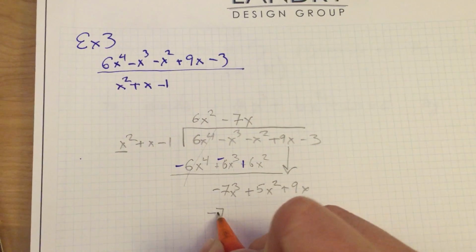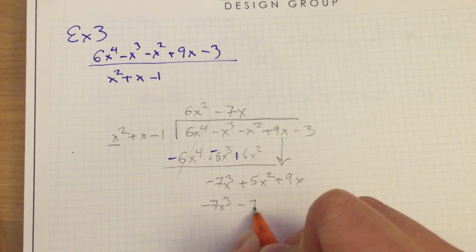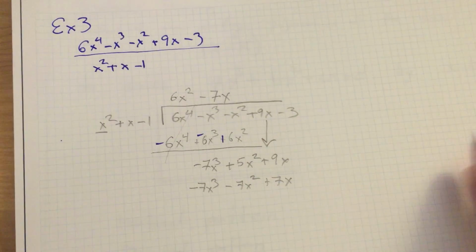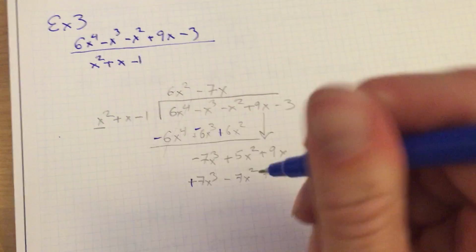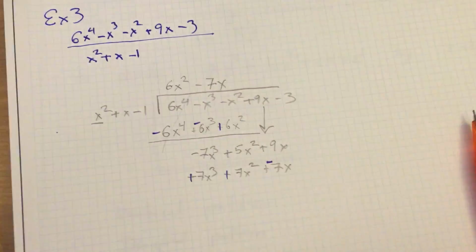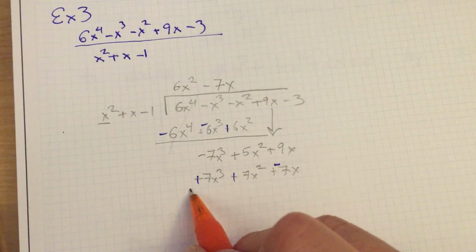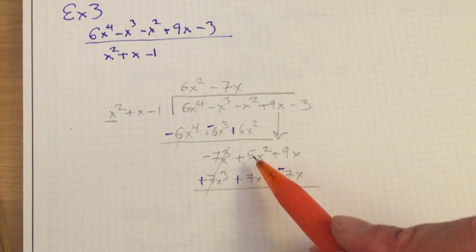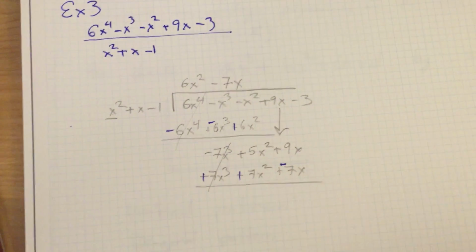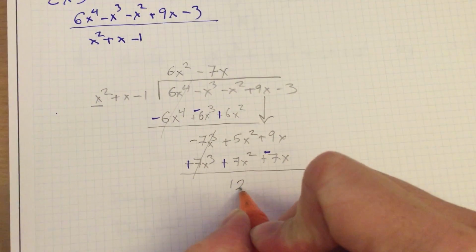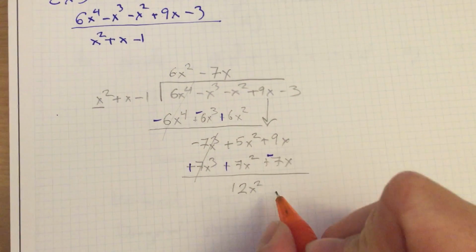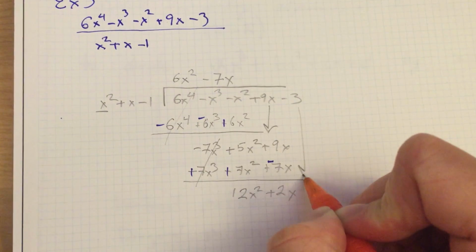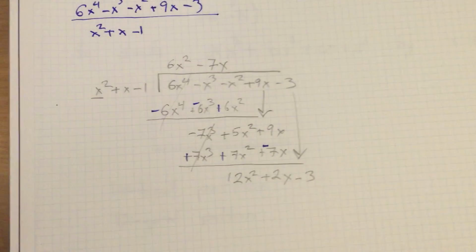So minus 7x cubed minus 7x squared, positive 7x. And go ahead, change that to a positive, change that to a positive, but that one turns to a negative this time. So what's going to happen? Boom, those cancel out. 5 plus 7, I should say, should be 12x squared, and 9 minus 7 leaves you with a positive 2x. Bring down that 3, minus 3.